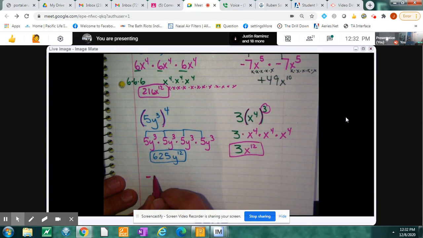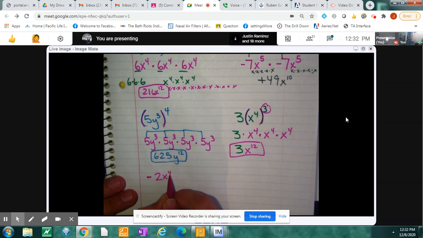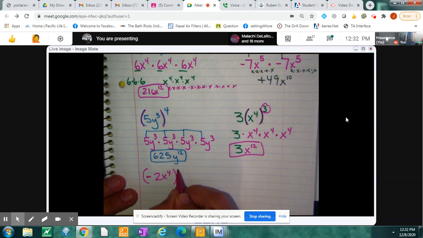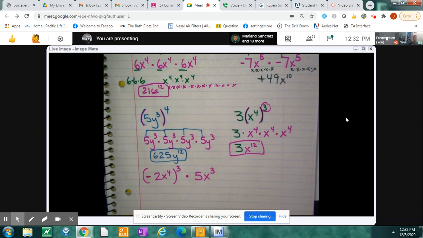Negative 2x to the power 4 raised to the third times 5x to the third. Oh, now we're getting into some hot stuff. Oh, there's a song named Hot Stuff. All right, so here we go.